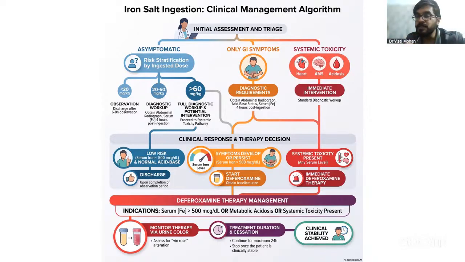Once the chelation starts, we look at the urine to see if there is a change in vin rose color pattern. We stop the chelation once the patient shows clinical improvement and the vin rose pattern reduces. In these two scenarios, or if the patient shows any side effects like hypotension, then we stop chelation therapy. Okay.